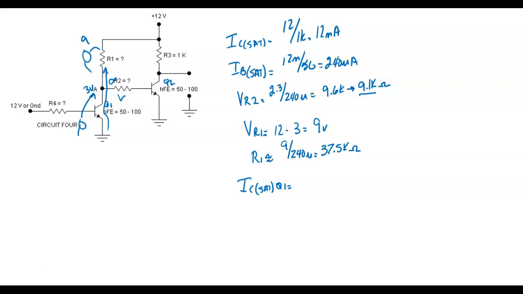So I've got 0 volts on the base of Q2. Would Q2 be on or off? Off, yeah. So the way this works, when Q1 is off, Q2 is on. When Q1 is on, Q2 is off.